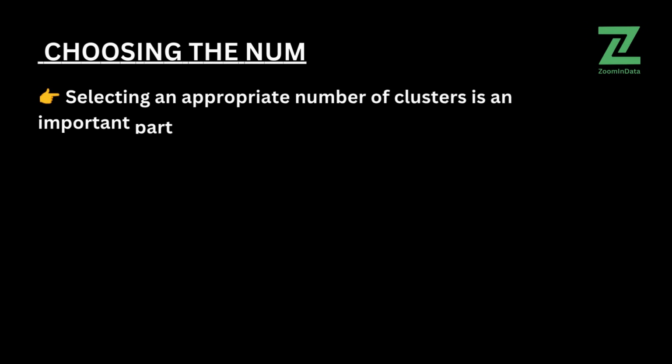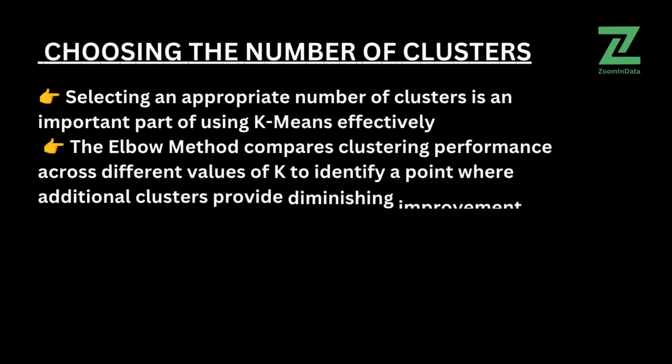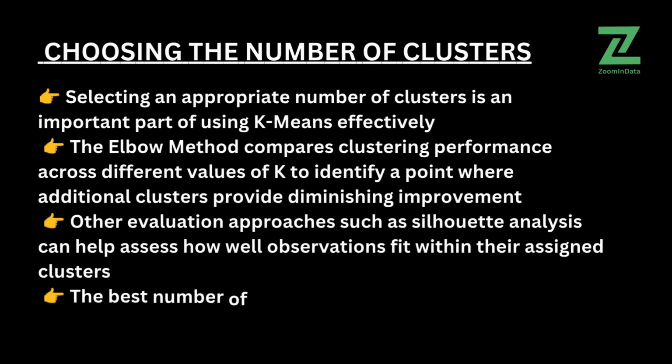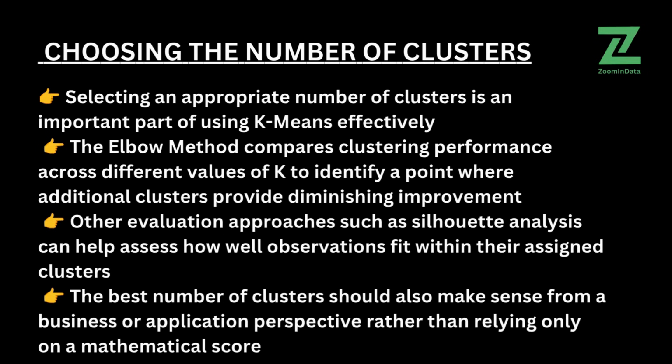Selecting an appropriate number of clusters is an important part of using K-means effectively. The elbow method compares clustering performance across different values of K to identify a point where additional clusters provide diminishing improvement. Other evaluation approaches such as silhouette analysis can help assess how well observations fit within their assigned clusters. The best number of clusters should also make sense from a business or application perspective.